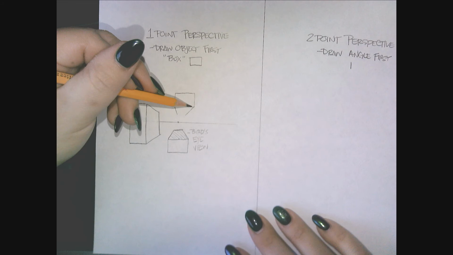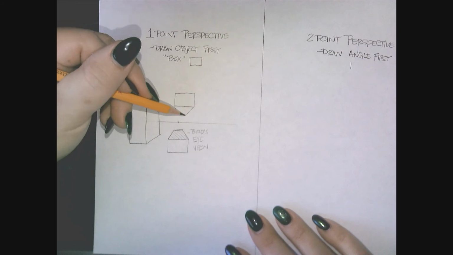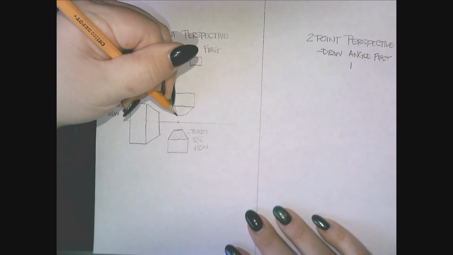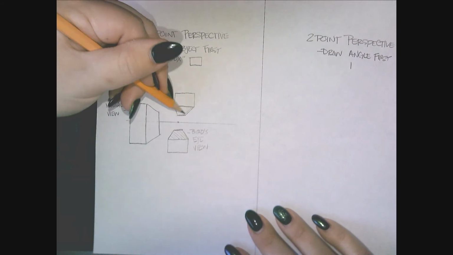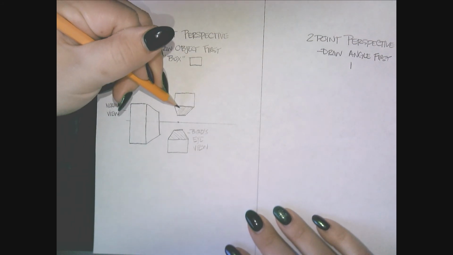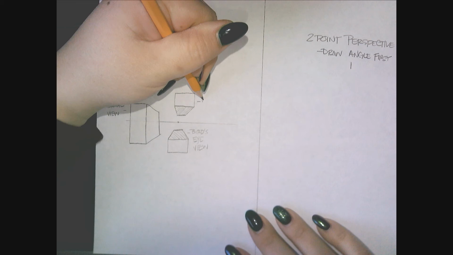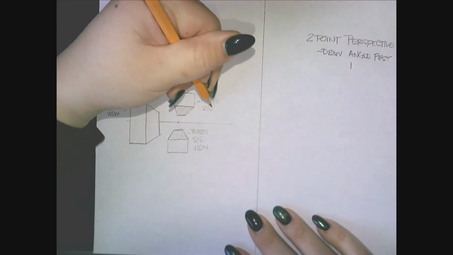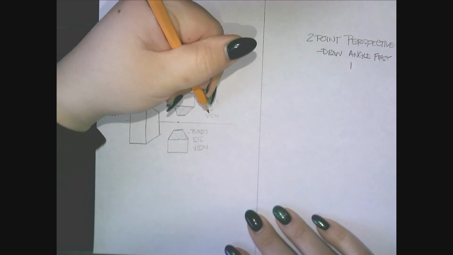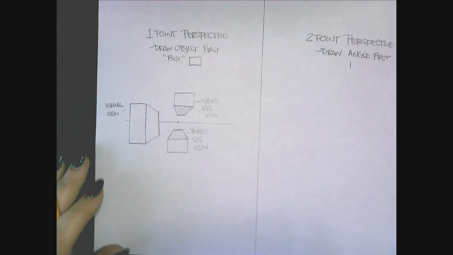Run a parallel line just like it is at the front of the box down here. Connect those lines with a nice horizontal line. And because we can see the bottom of this box, we are looking from a worm's eye view. So that's one-point perspective in a nutshell.